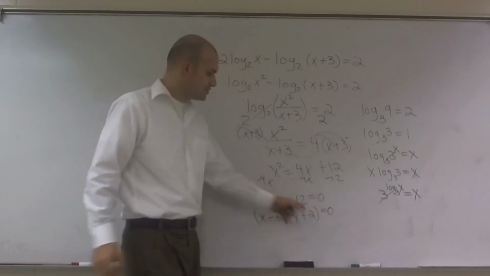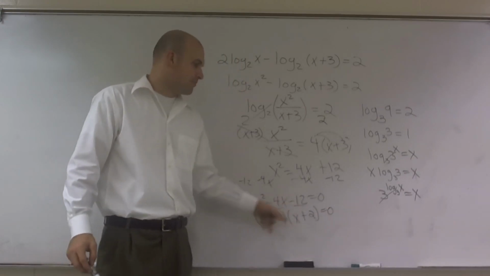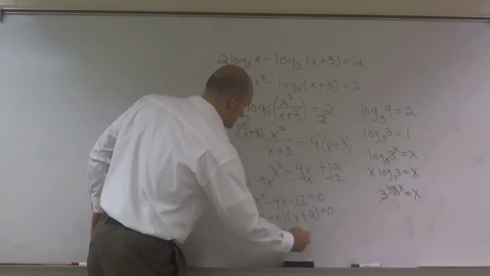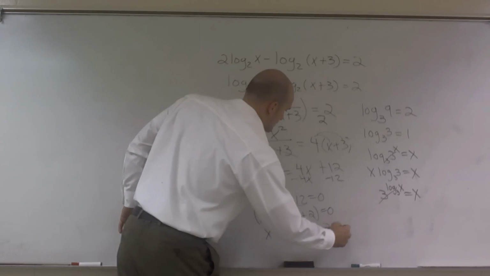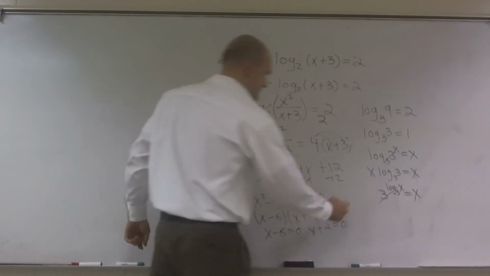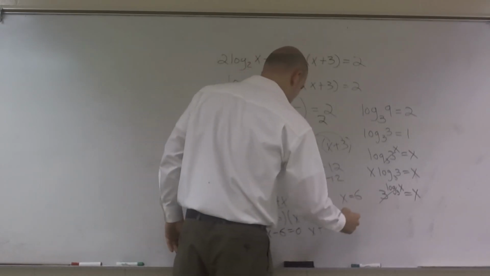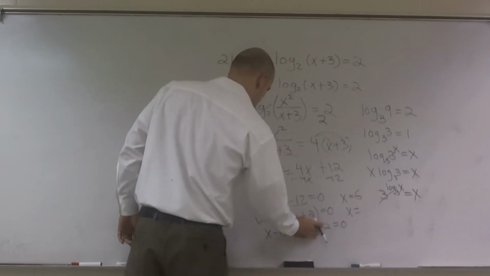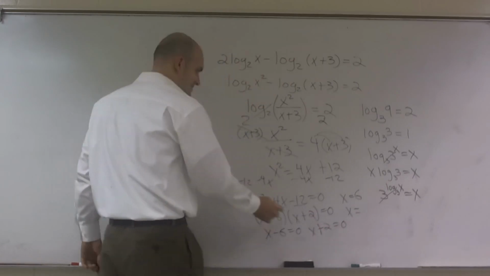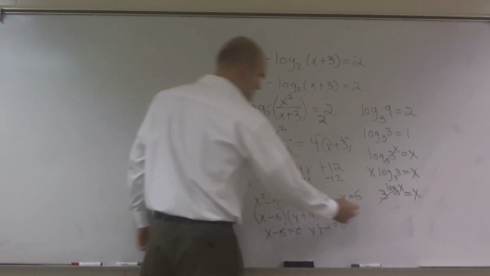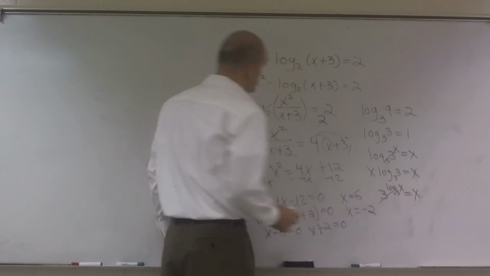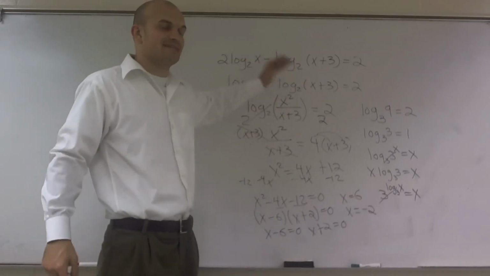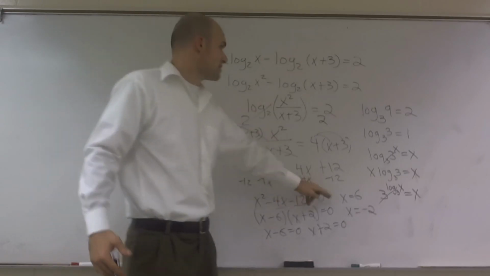So since these two factors multiply to give me 0, I can set them both equal to 0, and say that x is equal to 6, or x is equal to a negative 2. Now those are my two possible solutions. But what I'm going to do is plug them back into my logarithm and see if they both work.